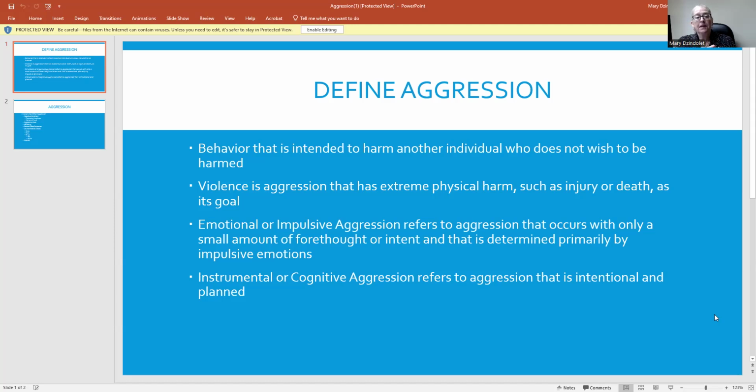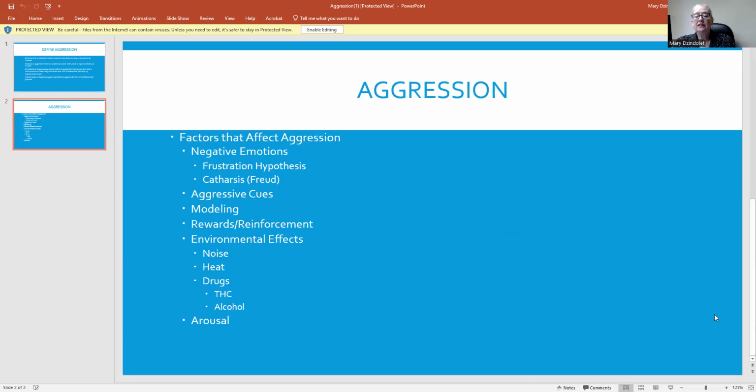If you thought it through, you wouldn't have done that. Does that make sense? Versus instrumental or cognitive aggression, which is aggression that's intentional, planned. Sometimes it's also institutionalized. So this is instrumental or cognitive aggression, right? Now that we have an idea of what aggression is and what violence is and the different types of it, I'm just going to go through a big long list of factors that affect aggression.